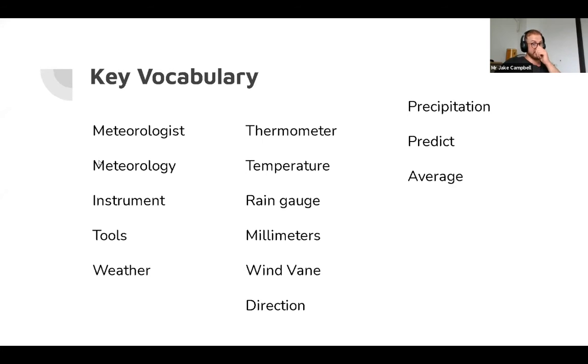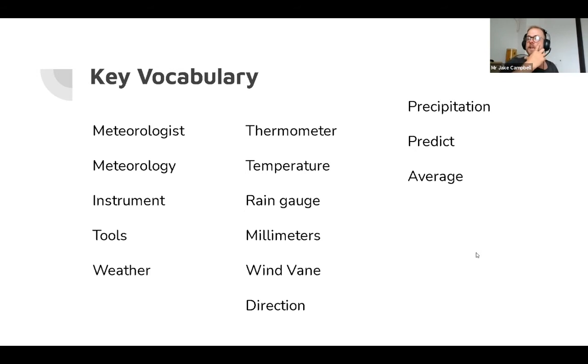Okay, class, let's practice our vocabulary. Emma, if I want to find the middle number, what word is that? That is right, it is predict. Okay, good. Kiwi, rain, snow, sleet, and hail are all what? Precipitation. That's it, there we go.